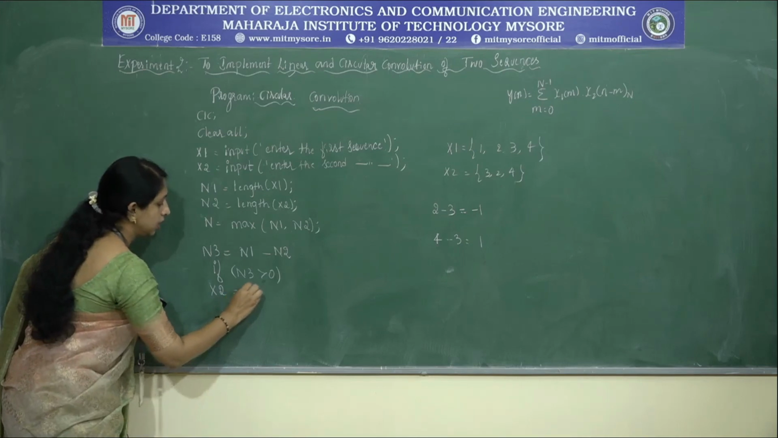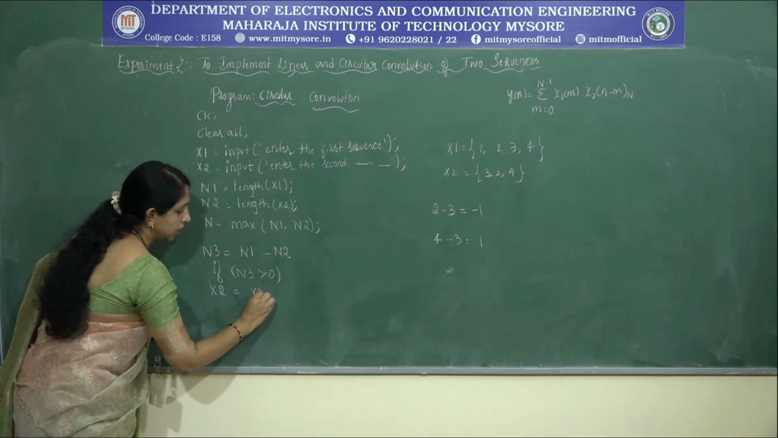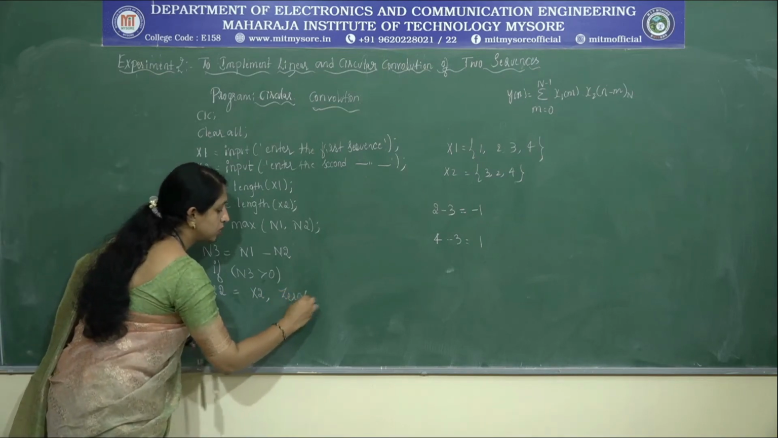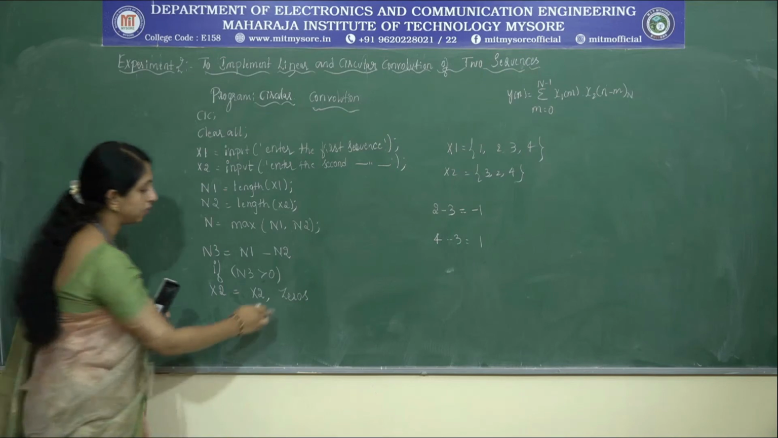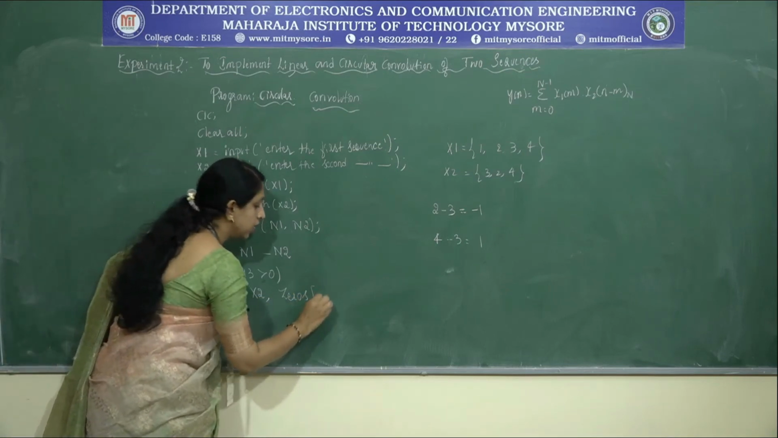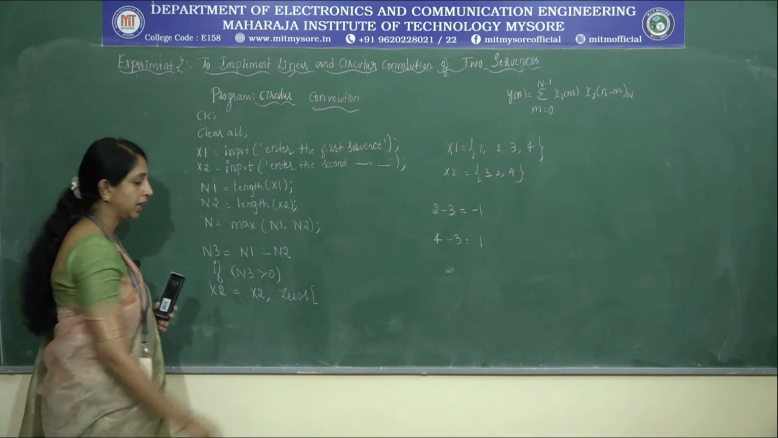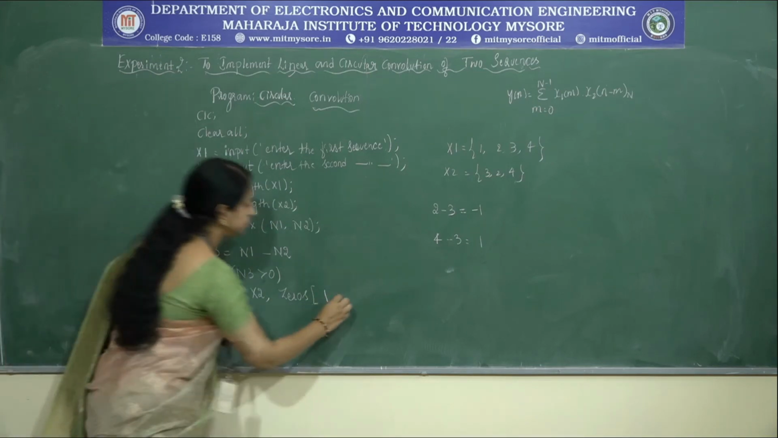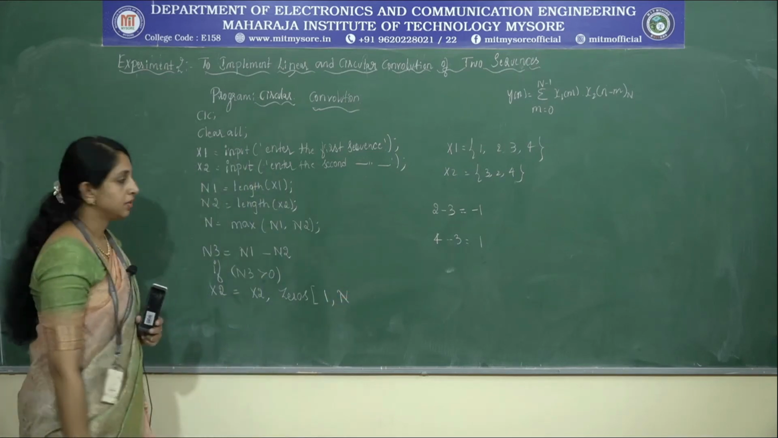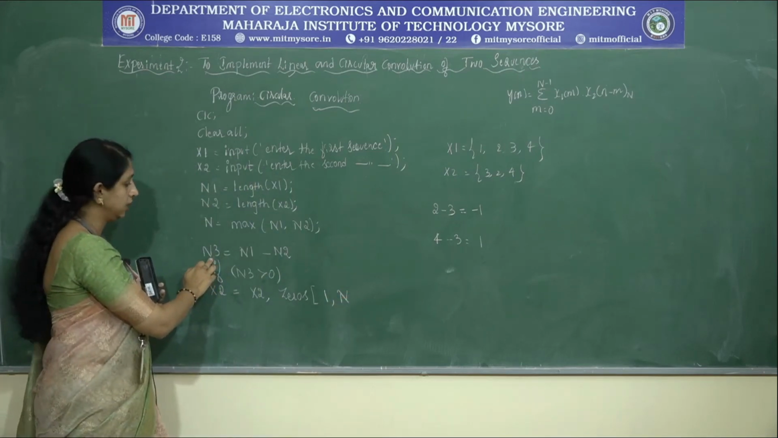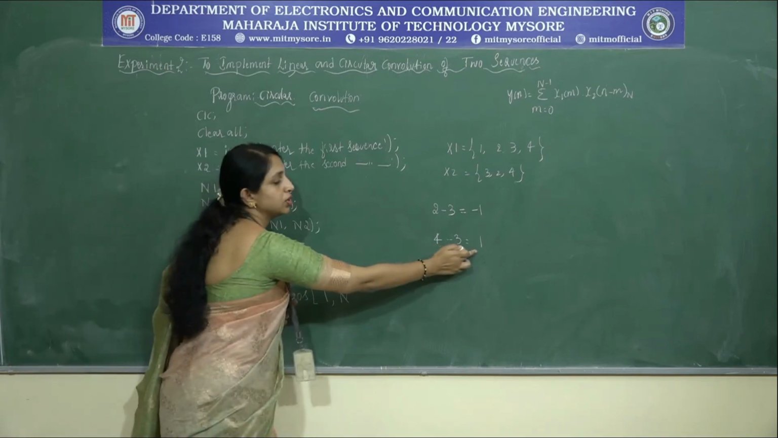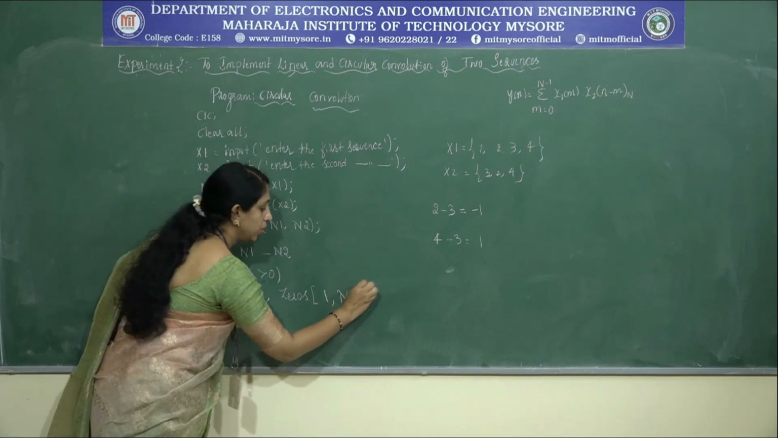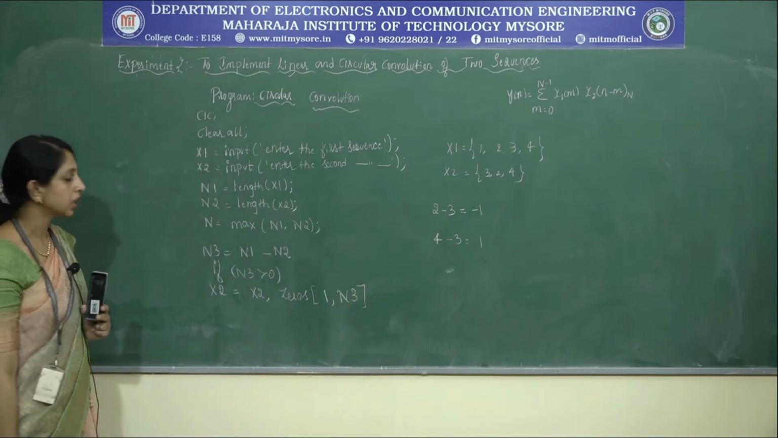X2 is equal to X2 comma zeros. To add zeros, we have a MATLAB function called zeros within a square bracket. You need to write 1 comma, and the value is the difference that has been assigned to n3. Here, how many zeros you need to add, the difference is 1. Like that, it should be given to n3. Okay.